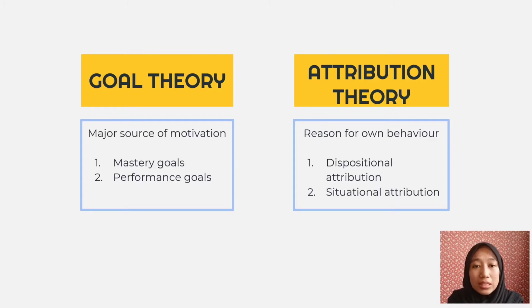Okay, for the last extrinsic theory, it is the attribution theory. Attributions are the reason for our own behaviors. Attribution theory explains how and why people make these attributions. There are two types of attributions, which the first one is dispositional attribution. This attribution is caused by internal characteristics of a person, such as personality, rather than the outside forces. The second one is situational attribution. This attribution is caused by some situation or events that are outside of a person's control.